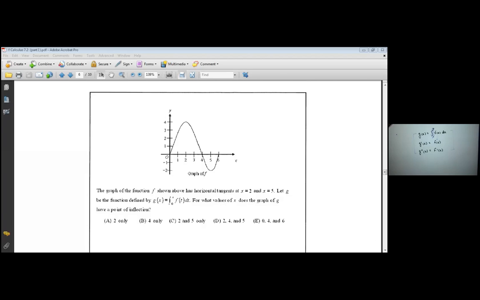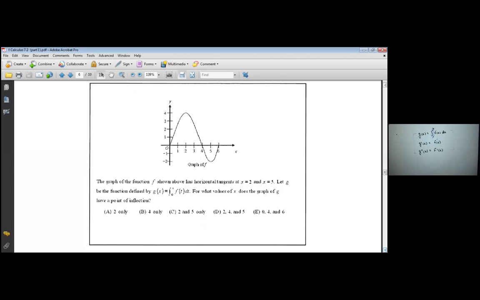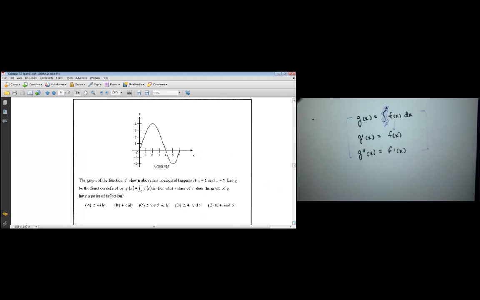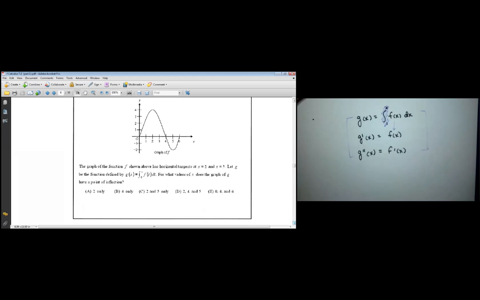Okay, so let's take a look at this problem. The graph of the function f is shown above. It's a little blurry, so we'll have to read through. The graph of the function f is shown above, and it has horizontal tangents at 2 and 5. Well, that's easy enough to figure out.